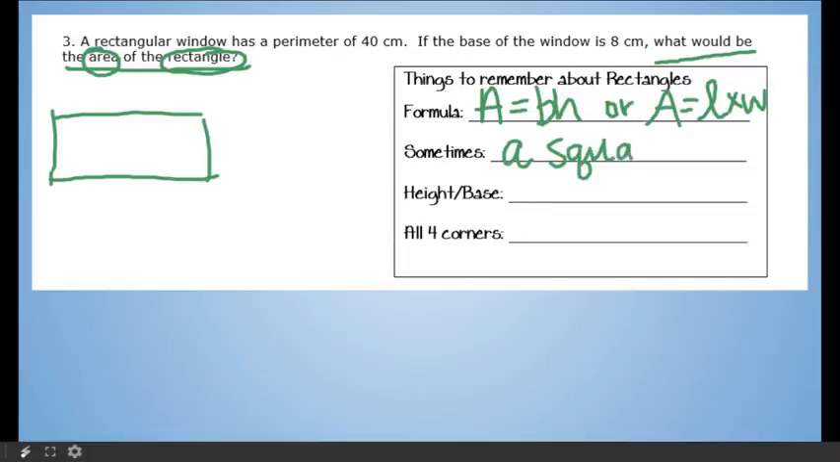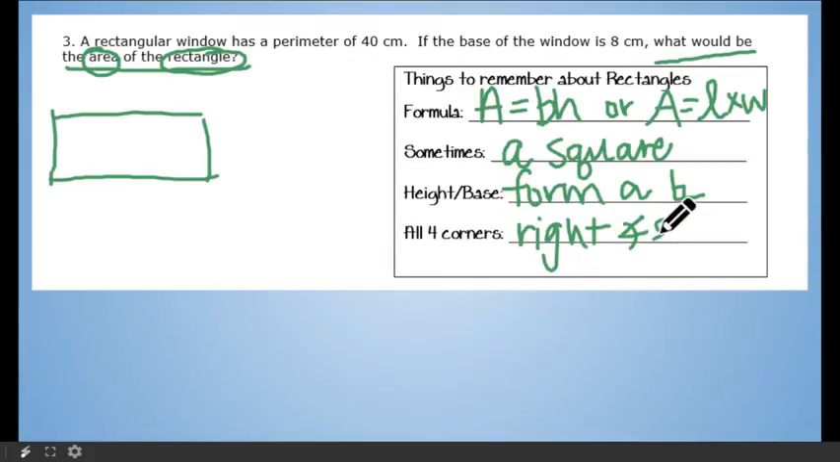So sometimes a rectangle could be a square. A square is a special type of rectangle. So if it's asking you about a square, you're going to use that same formula. The height and the base also, just like with all the other shapes, form a right angle. So you're going to look for that right angle to find the height and the base. And then all 4 corners of a rectangle have right angles. That's a little symbol for angles. So those are just some characteristics about rectangles that we need to know.